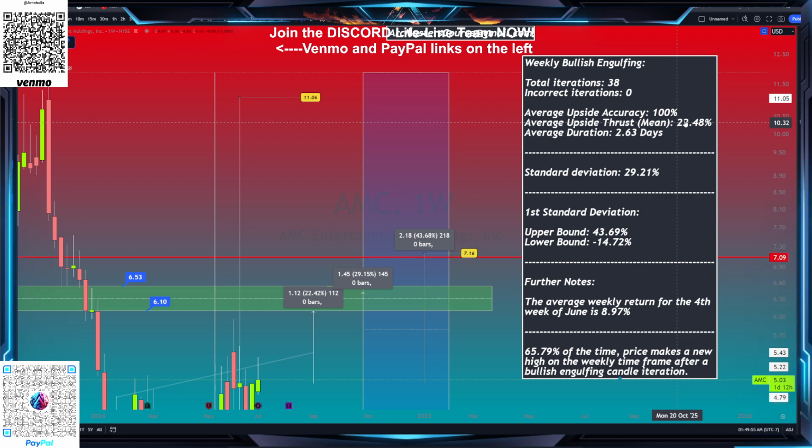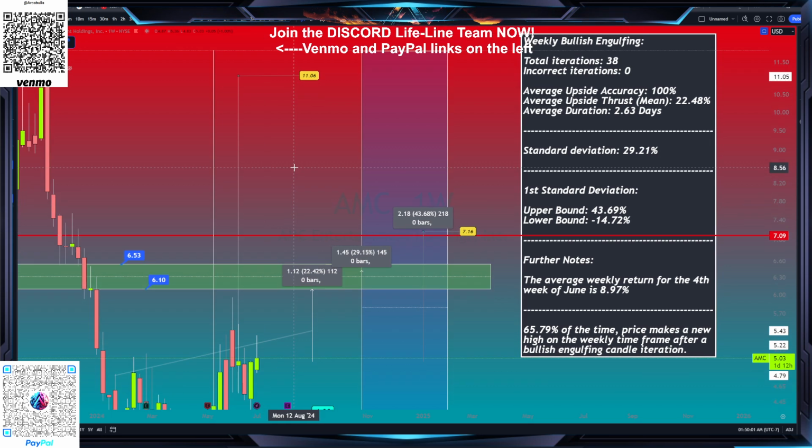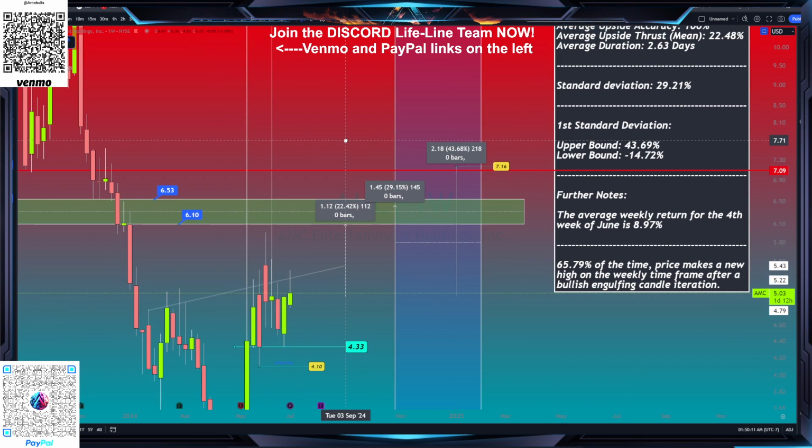Giving us, at least, this is a mean, right? Your upside thrust would be a 22.48% move to the upside. And guess what? I already studied the standard deviation. I already calculated the upper bounds of your first standard deviation and the lower bounds as well. So we were prepared for that potential downside.